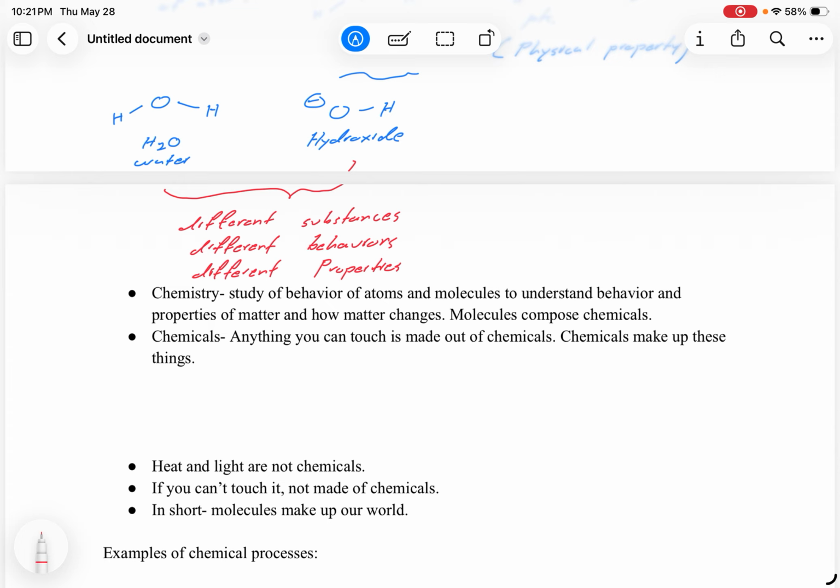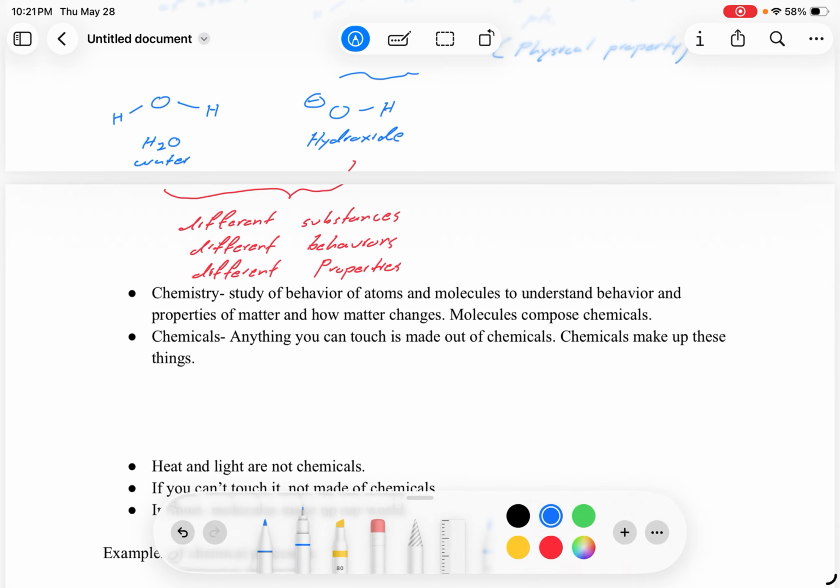Basically anything you can touch is made out of chemicals. Chemicals make up these things, right? So yeah, matter is made out of chemicals. And air, these are just examples. Air is also made of chemicals. So yeah, you can touch air, right?